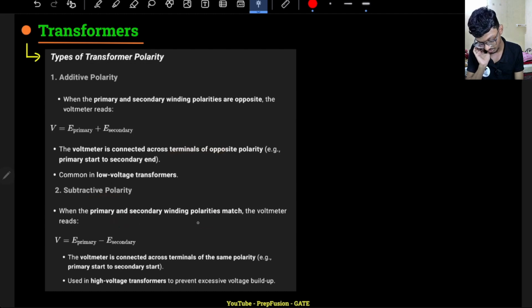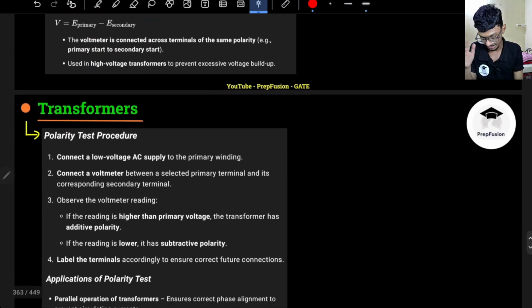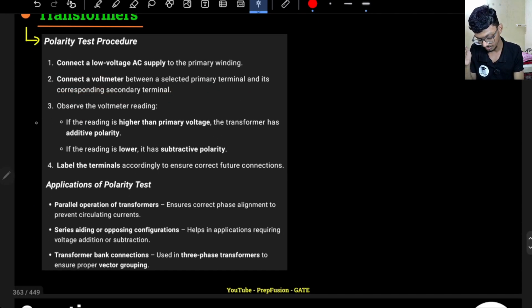When primary and secondary polarities match, the voltmeter reads E primary minus E secondary. So the voltmeter is connected across the terminals of the same polarity. That was about the polarity test, and this is the procedure: we connect a low voltage AC supply to the primary winding, connect a voltmeter between a selected primary terminal and the secondary terminal, and short the other two terminals. Then we observe the reading of the voltmeter.